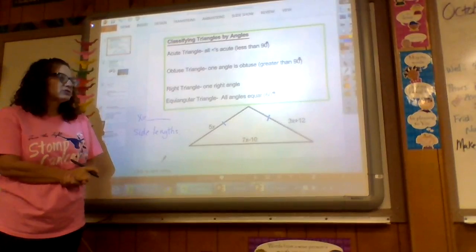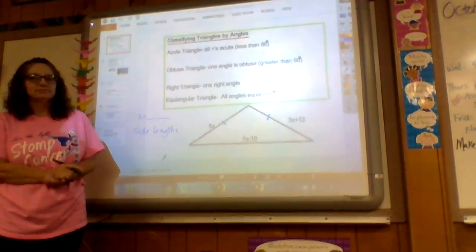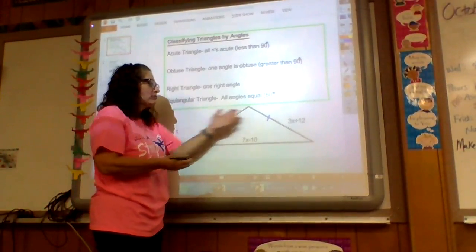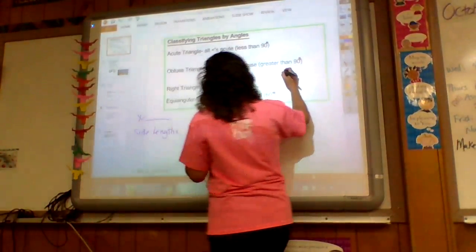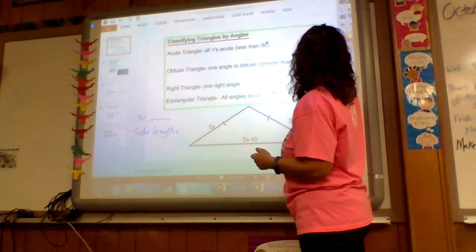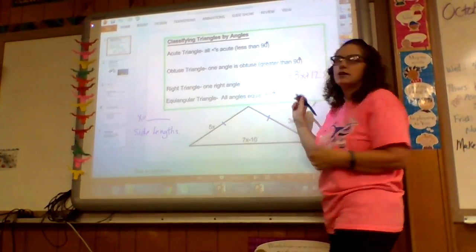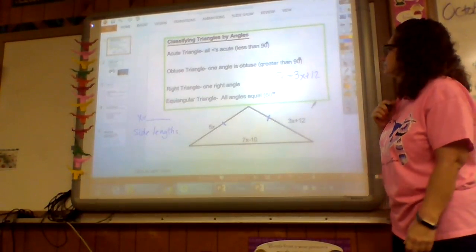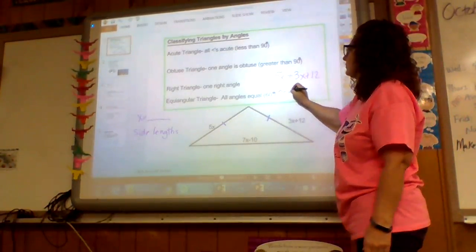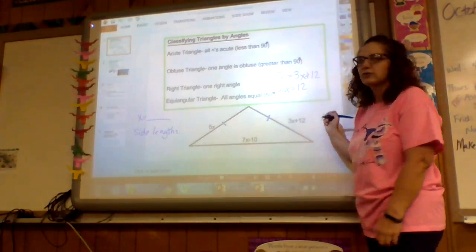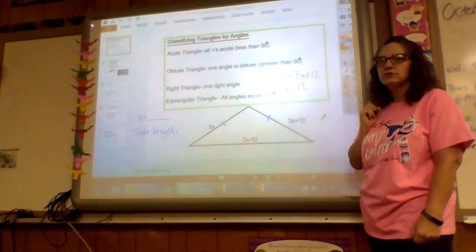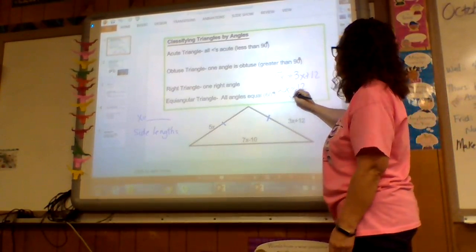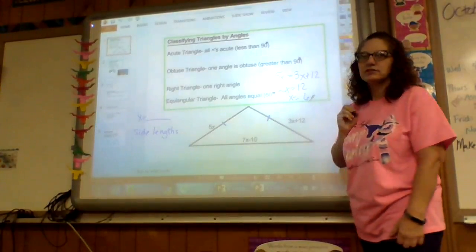Anybody, what should we do to find the value of x? You could set up an equation: 5x equals 3x plus 12. Yes, because of the markings, you have two equal side lengths, so you make your equation like that. 5x equals 3x plus 12. Subtract 3x, so 2x equals 12, divided by 2. x equals 6.